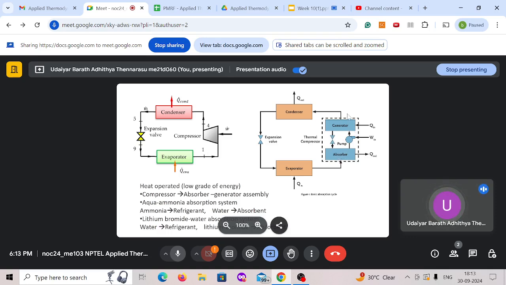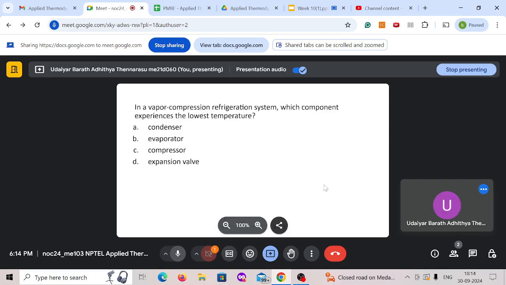So you have only ammonia coming out to the condenser, and then this is again the same as the vapor compression cycle. The only thing is, the compressor is now replaced with a thermal compressor, which is pumped via the mixture of water and ammonia. The other mixture combination is lithium bromide and water. In this case, water will be your refrigerant. So that is a vapor absorption refrigeration system.